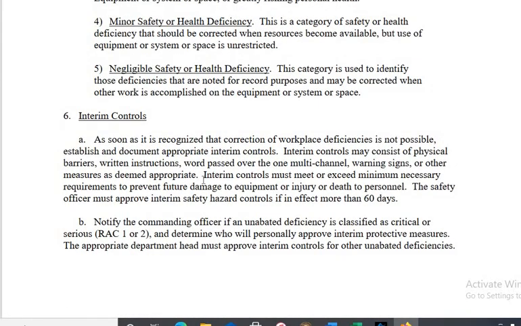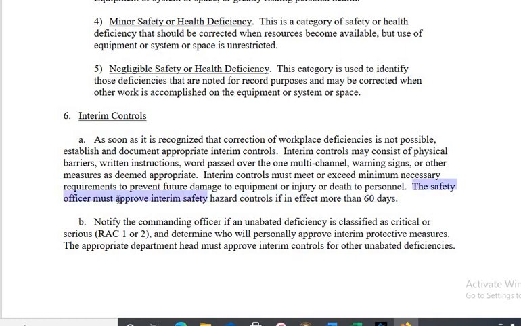So interim controls. As soon as you can, establish and document appropriate interim controls. So document whatever you did. So for example, physical barriers, did we rope the area off, written instruction, word passed over the 1MC, warning signs, whatever it is, like, hey man, don't go near this.